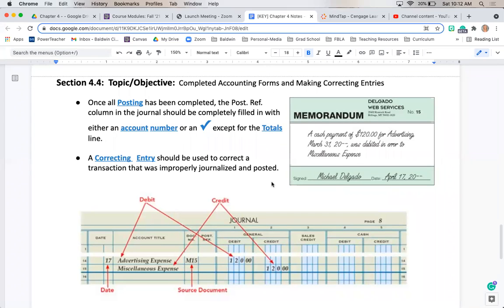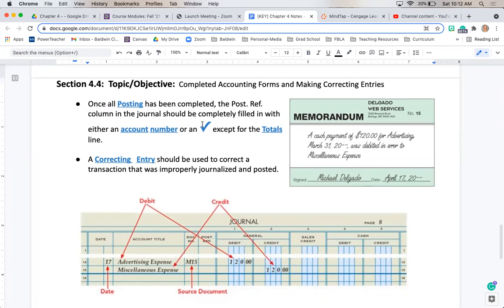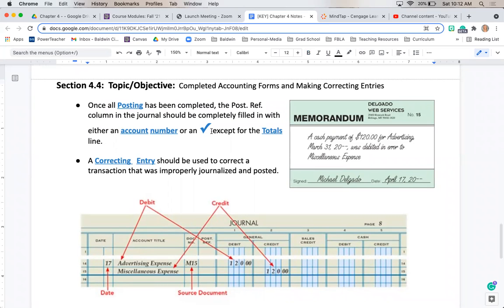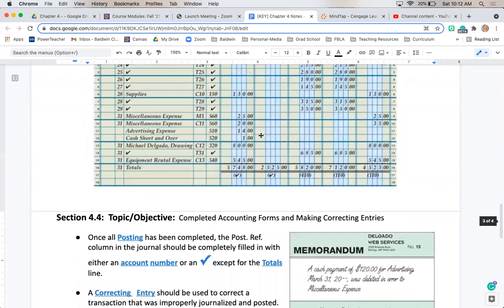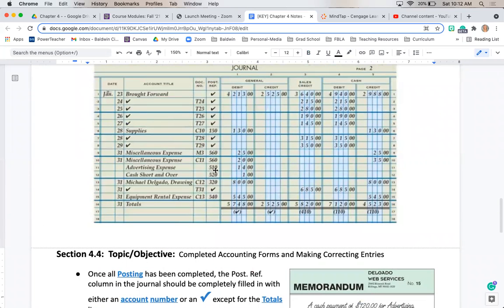Okay, so the last section of chapter 4 is talking about correcting entries that were posted or journalized incorrectly. Once all of our posting is done and our post ref columns in the journal are completed, either with an account number or a check mark, except for our totals line. So we're talking about this post ref column right here.